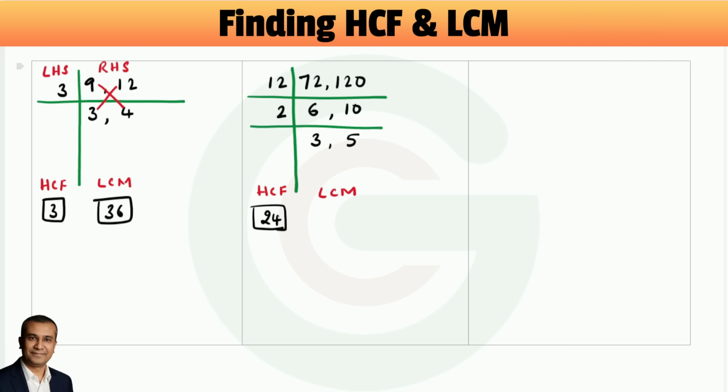And for calculating LCM, look at the numbers on the right hand side. Here we have to cross multiply either 120 with 3 or 72 with 5. So 120 into 3 will give us 360. So that's the LCM. Like this we can find HCF and LCM of any given two numbers in one single stroke. Let's take another example. Let us say I need to find HCF and LCM of 128 and 248.